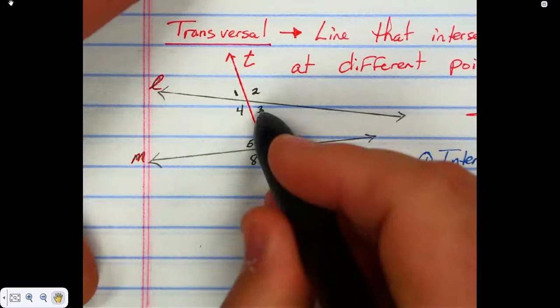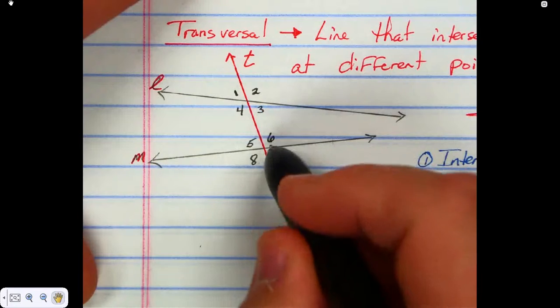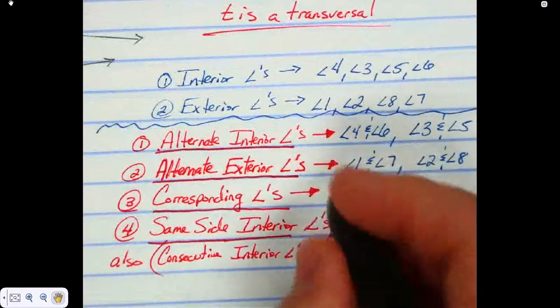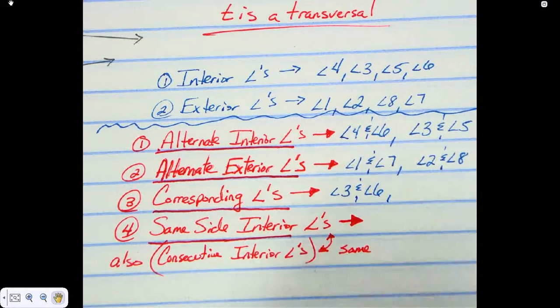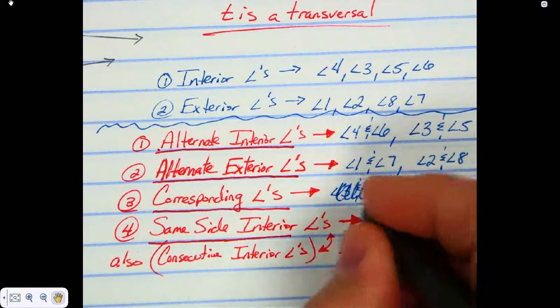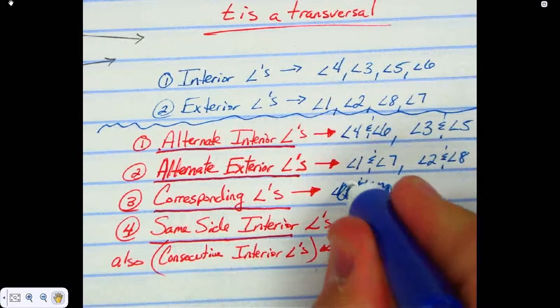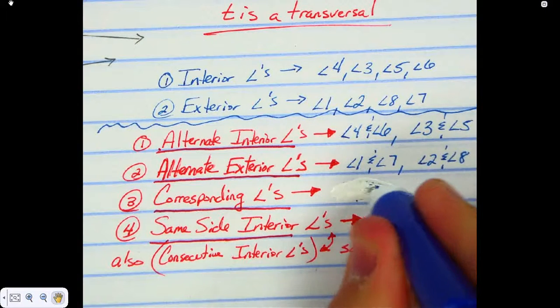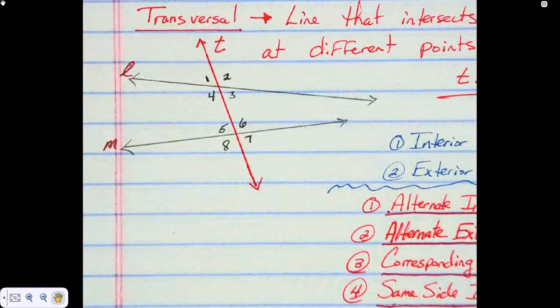So, aren't 3 and 6 on the same side? If 4 and 6 are alternate, wouldn't it make sense that 3 and 6 are on the same side? So, same side. Angle 3 and angle 6. Make sure you write it on the right one. Don't make a mistake like I did, because we skipped a space there. Miracle invention of whiteout. Now, what other same side interior angles do you think we'd have? 4 and 5.